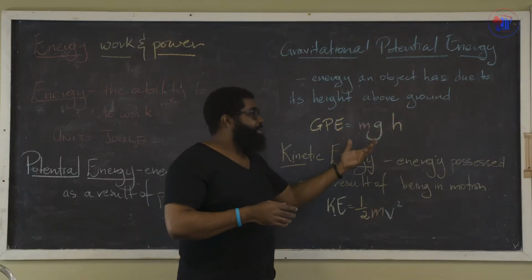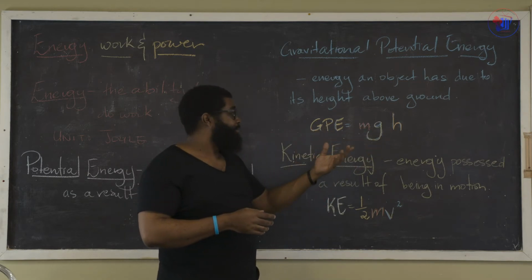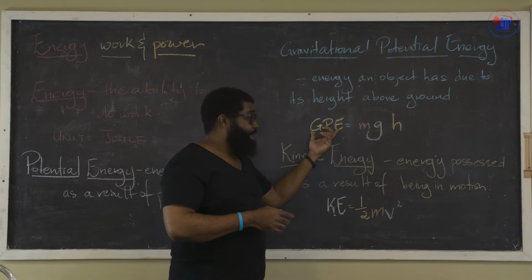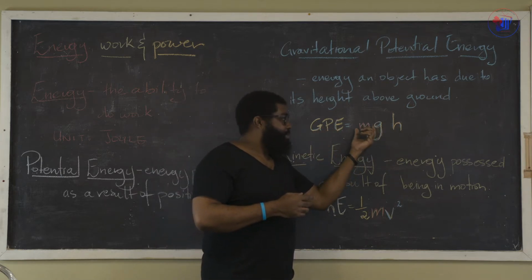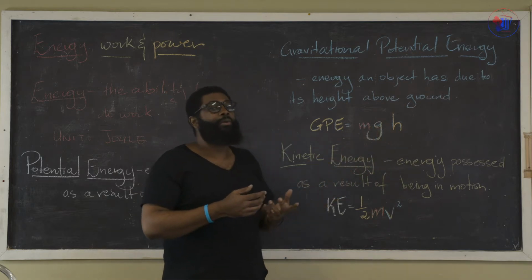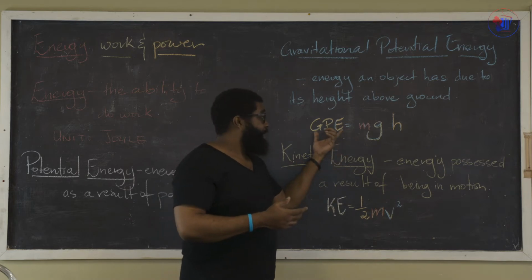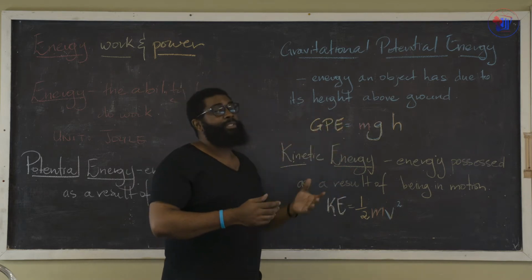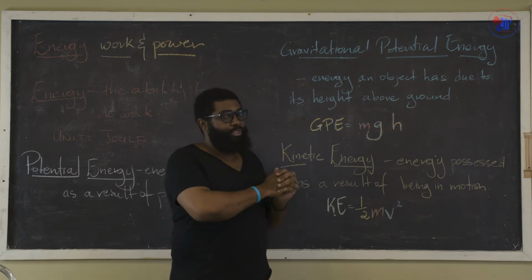Now, if you think about it, you can have a fairly light object, but if you carry it high enough, you will have a large amount of GPE. On the other hand, you can have a very heavy object, but to raise it even a small height above the Earth's surface will cause it to gain a large amount of GPE. Now, gravitational potential energy, like all other forms of energy, is measured in joules, named after James Joule.